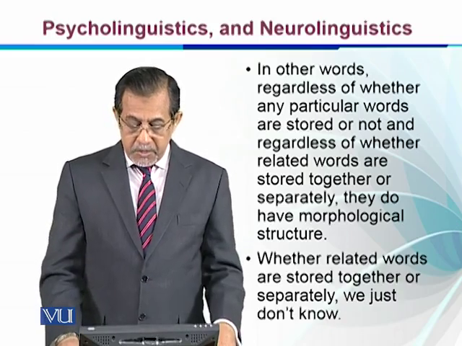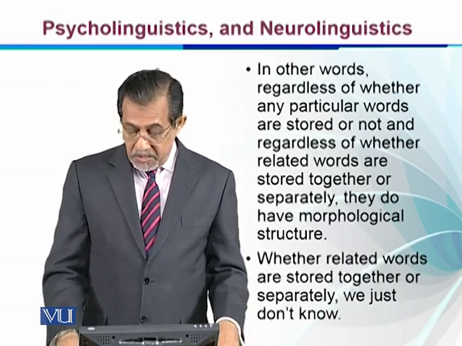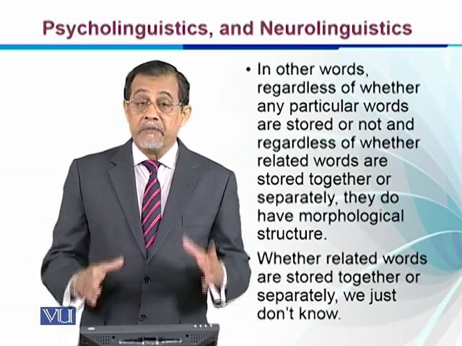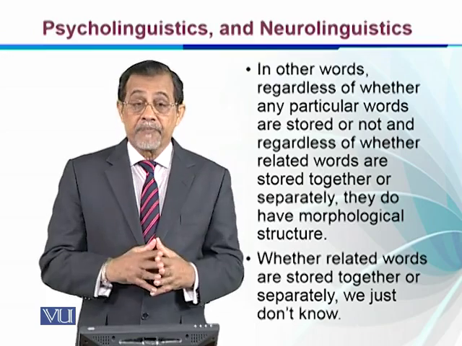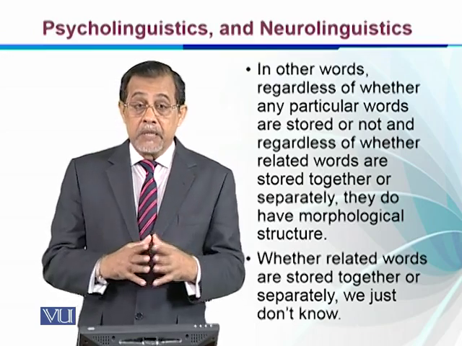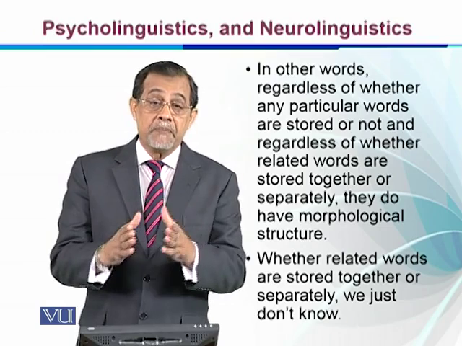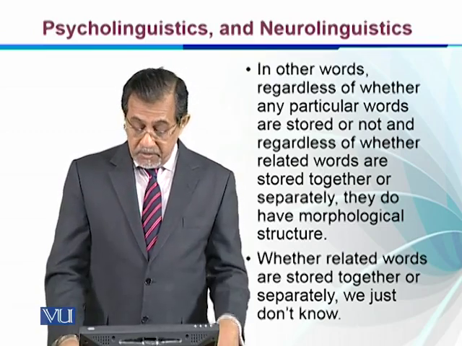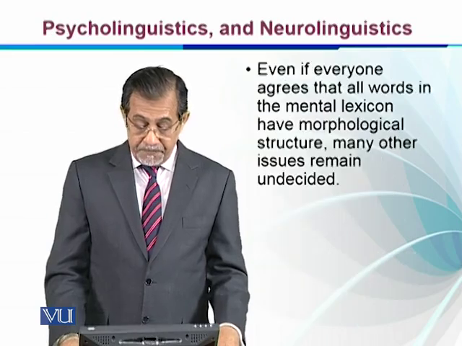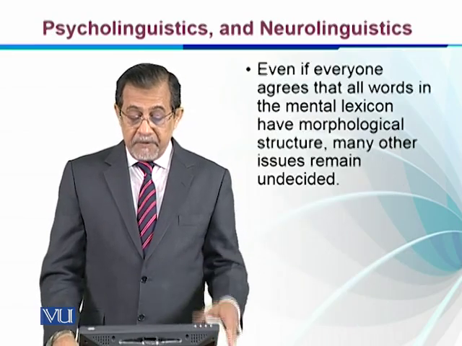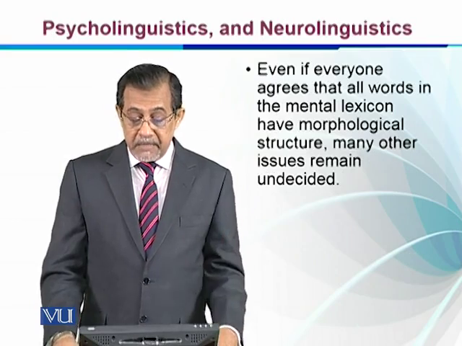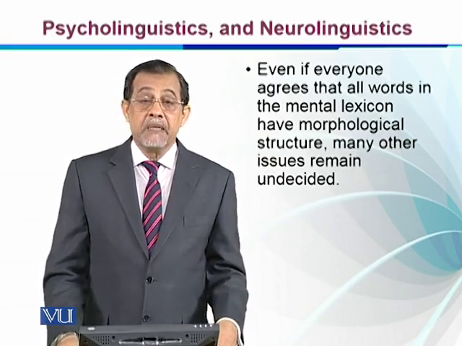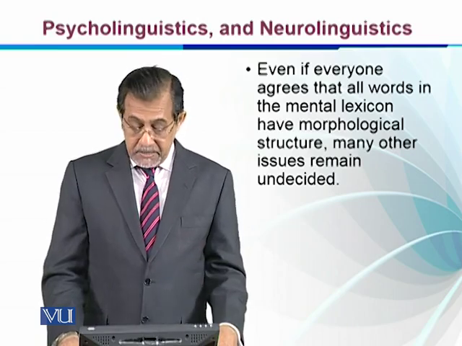Whether related words are stored together or separately, we just don't know. So this was concluded: related words belonging to a similar meaning or similar type are stored, but we don't know how they are stored. Even if everyone agrees that all words in the mental lexicon have morphological structure, many other issues remain undecided.